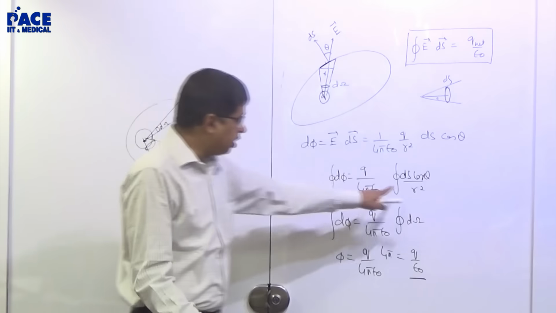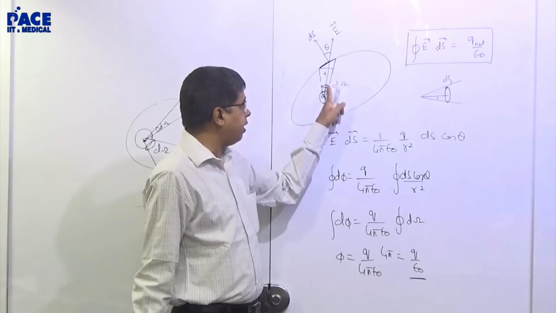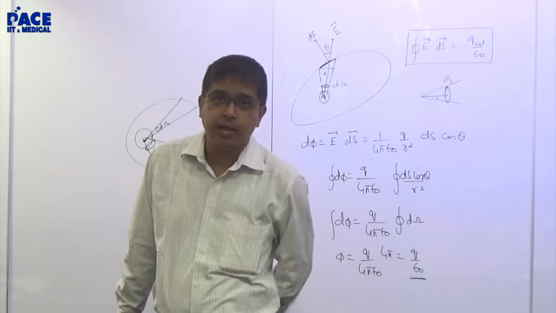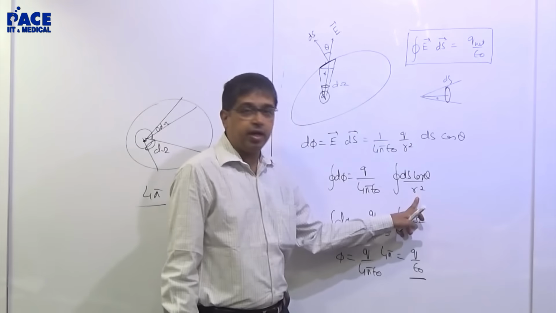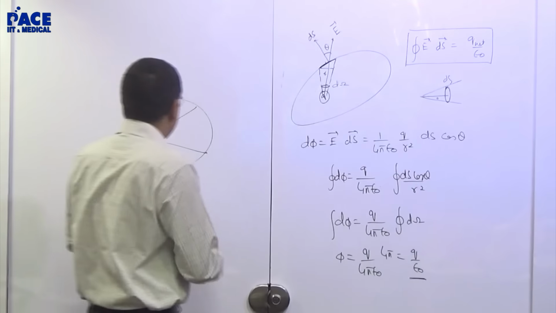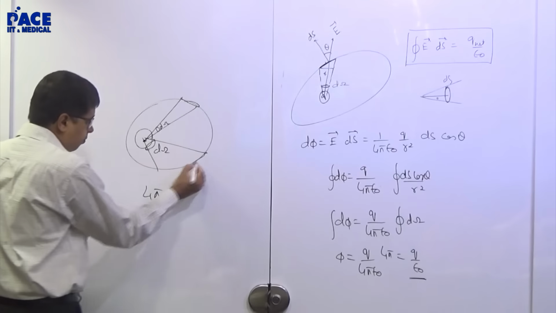Hence I converted this into a solid angle subtended. Sum of all the solid angles for a closed surface will be 4 pi. I have made the equation independent of r. If r changes, theta will change. I can even take ds here much smaller when compared to this area.